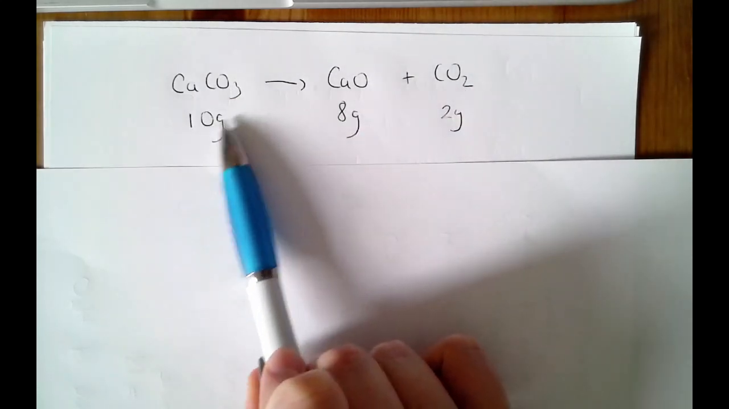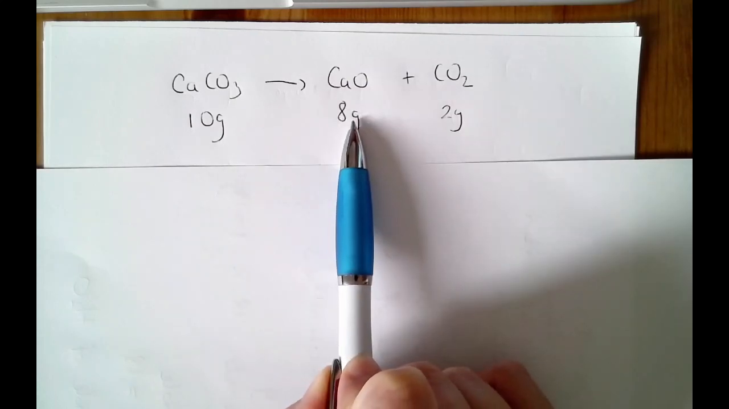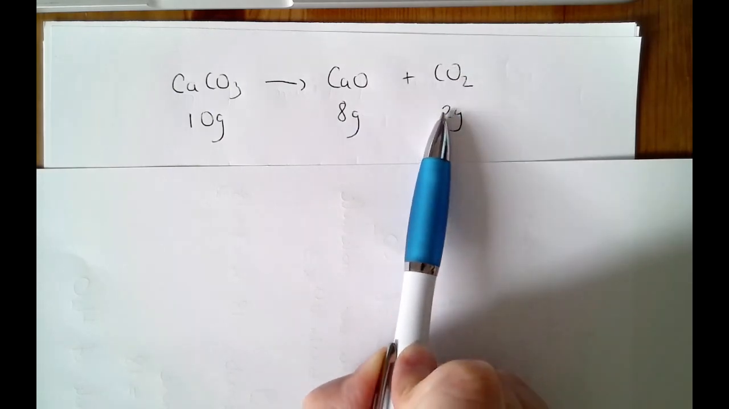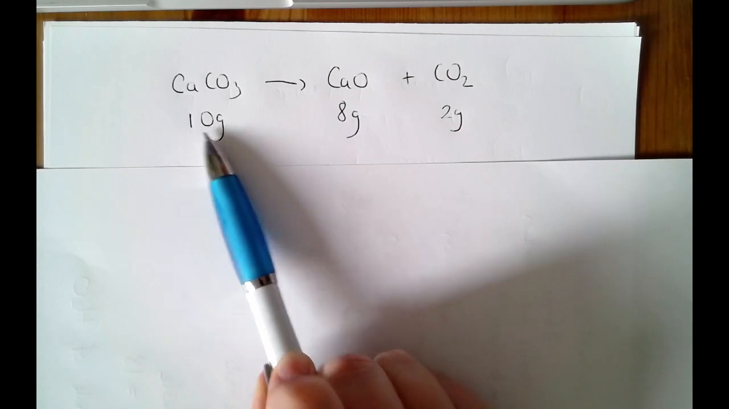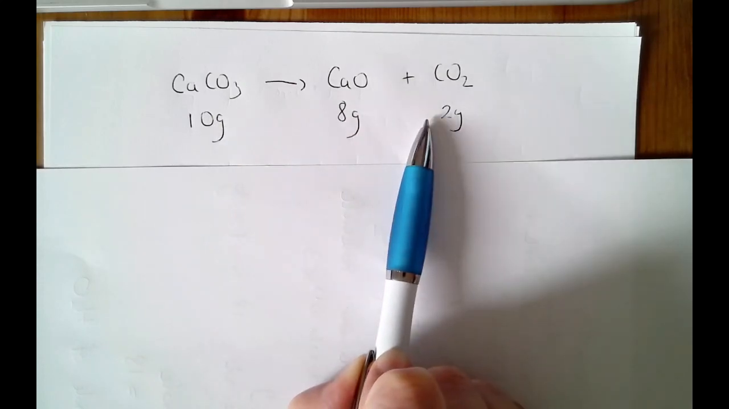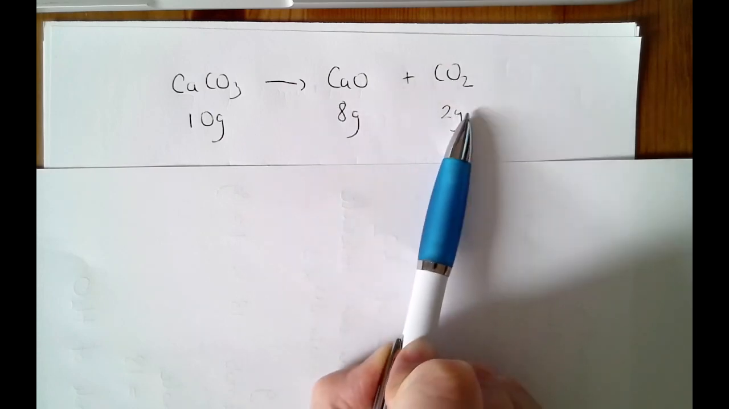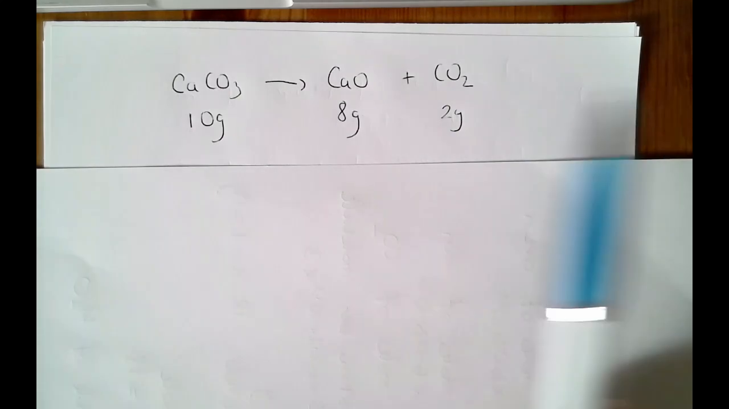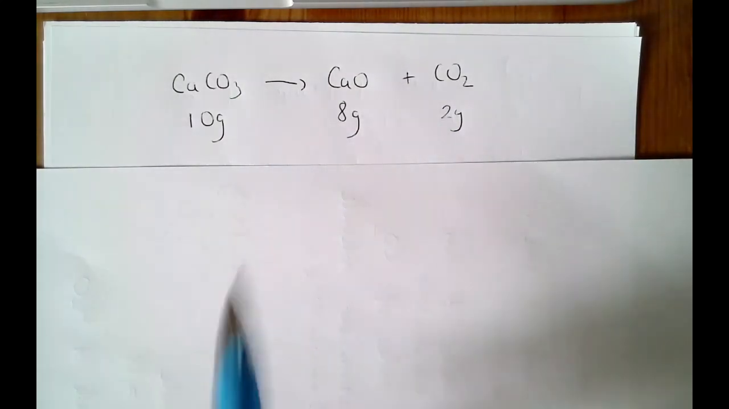You're told you're starting with 10 grams of calcium carbonate. You were told that you end up with 8 grams of calcium oxide. They want to know how much CO2 you have. Because of the law of conservation of mass, if you start with 10 grams of reactants, you must end up with 10 grams of product. You're told you have 8 grams of calcium oxide, therefore CO2 must be 2 grams so that the two sides are equal. These questions are typically just 1 mark and you'll be given 2 masses in your question.